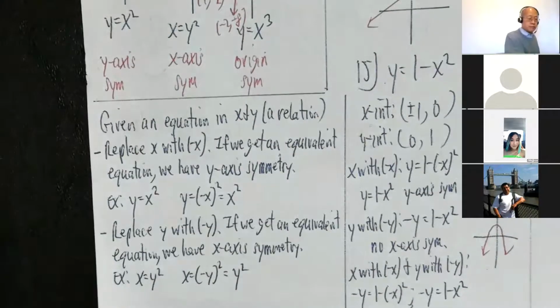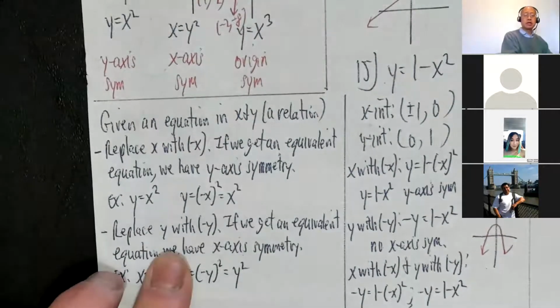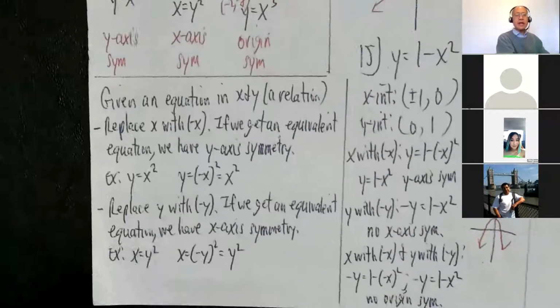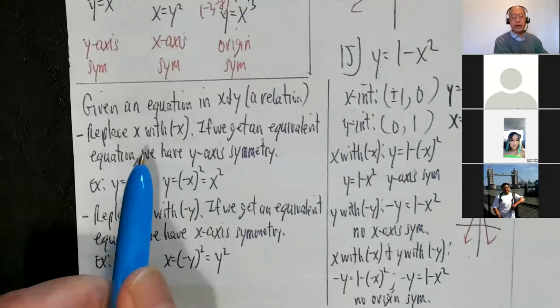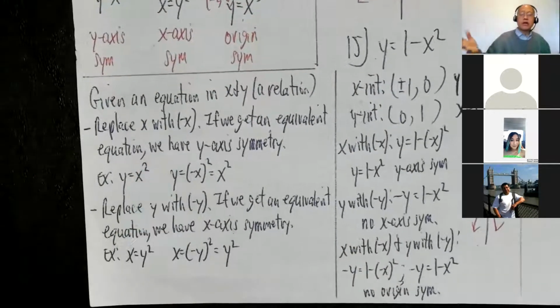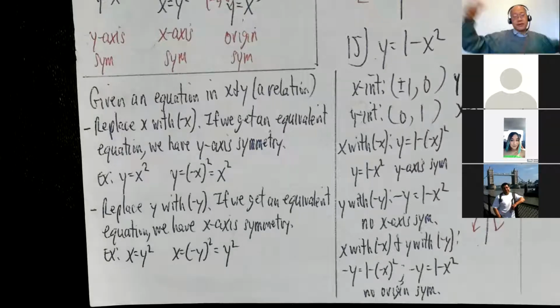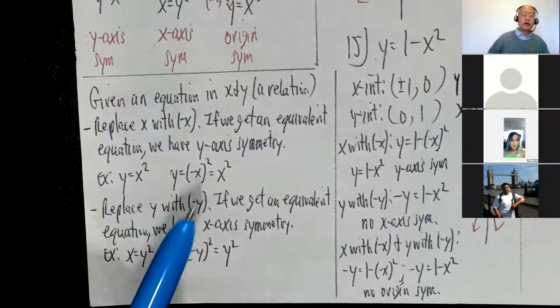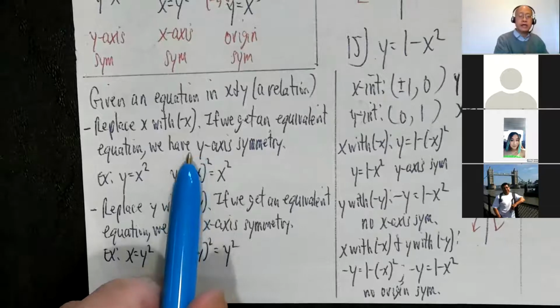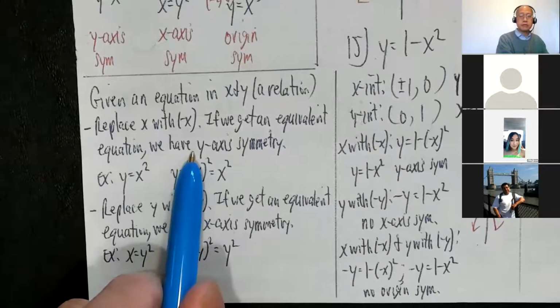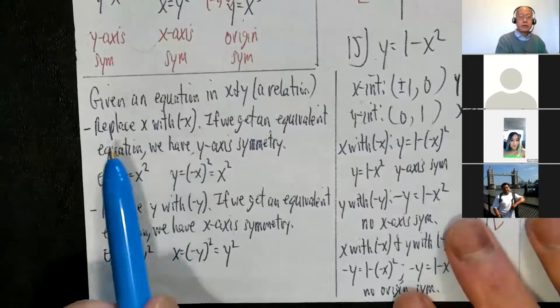So here's my little algorithm for that, and you can put this on your cheat sheet if you wish. And again, if I'm doing this too fast, you can always go back and watch the video. So they give me an equation, right? I don't know, y squared equals x cubed or whatever. How do I know if it has x-axis symmetry, y-axis symmetry, or origin symmetry? Okay, here's the technique.